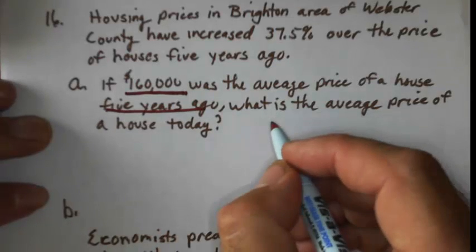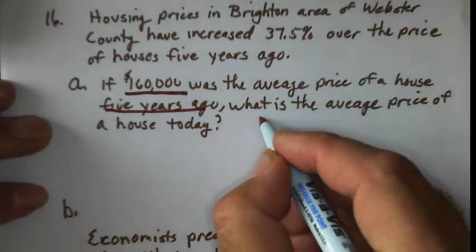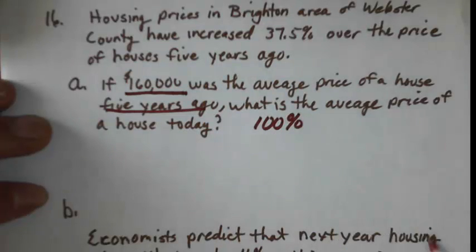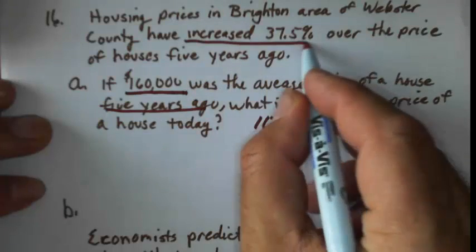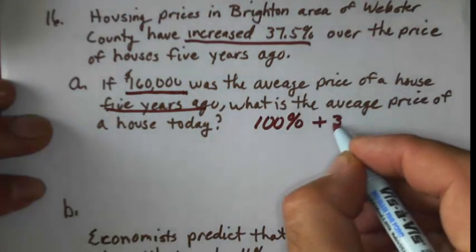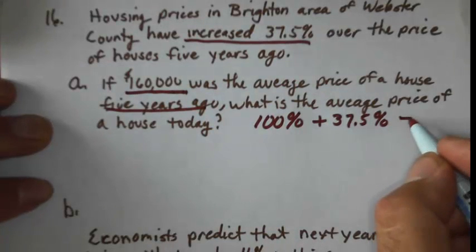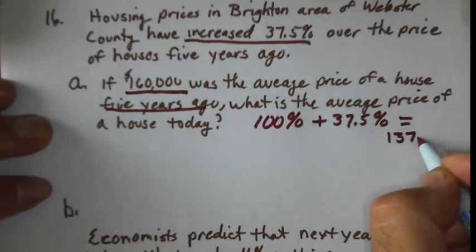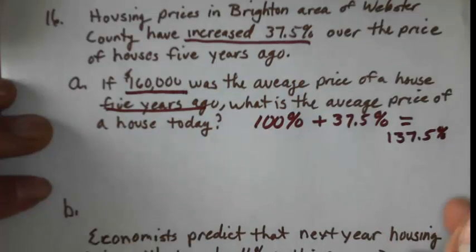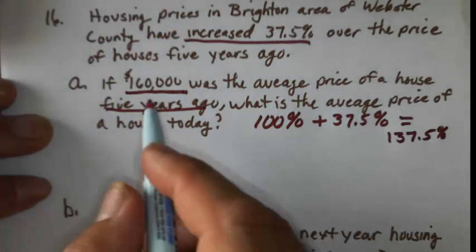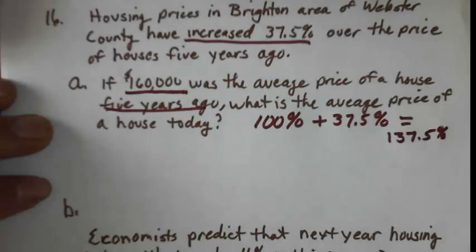Okay, so again, we've got to have that base. So what is the base? The base is going to be the 100%. And we have an increase of the 37.5%. So then we have a total of the 137.5% of the total. And this is the old total. Okay, $160,000 is what it was. So we've got to find the new total.